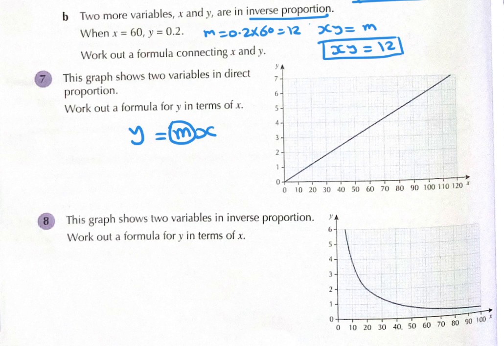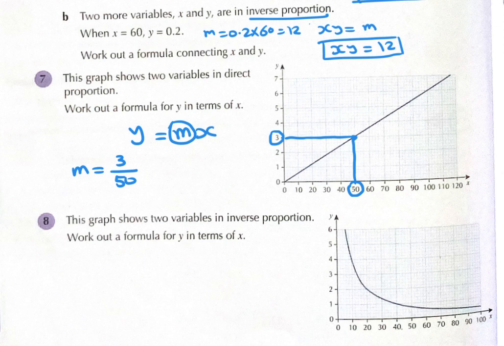Which y and which x? You can take any point. For example, this point. Okay. This point, y equals 3 and x equals 50. So to find m, divide y by x. So divide 3 by 50. 0.06. You can keep 3 over 50 as a fraction.